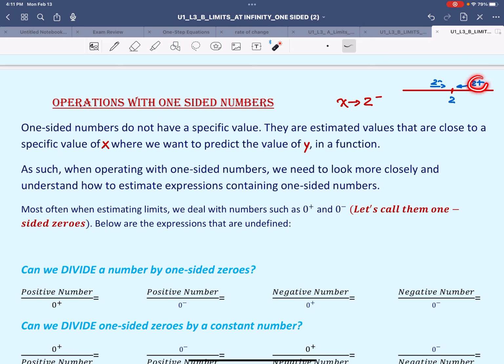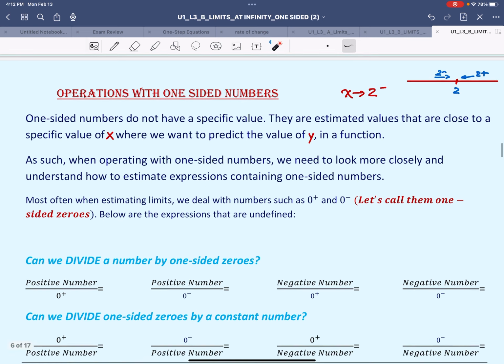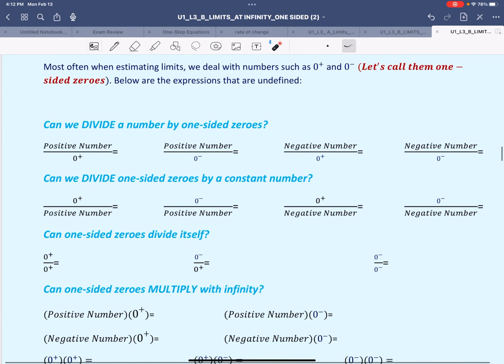So this is like a symbol that we use to indicate that this number is very, very close to number 2, but we don't know a specific value of it. So when this happens, then in mathematics we say, well, this is not a definite number. This is an indefinite number or undefined number. Now, remember that whenever we deal with undefined numbers, we're able to estimate some of the expressions that contain indefinite numbers, but not all of them. So before we go over examples of how to find the limit by factoring, we're going to go over how to operate with one-sided numbers.